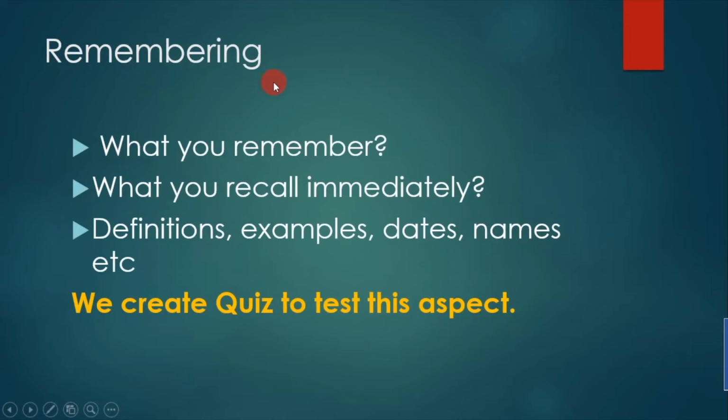Let's start with remembering as the first point of the classification. What you remember and what you recall immediately comes under this classification. Say, for example, you ask the student to define something. You ask the student to give examples of a particular concept. You ask him to recall dates. You ask him to recall names of the creator of that concept, right?